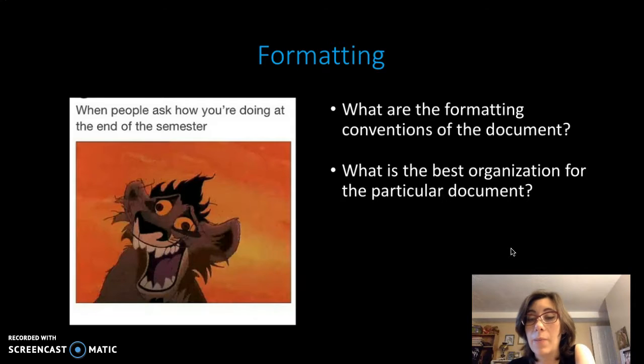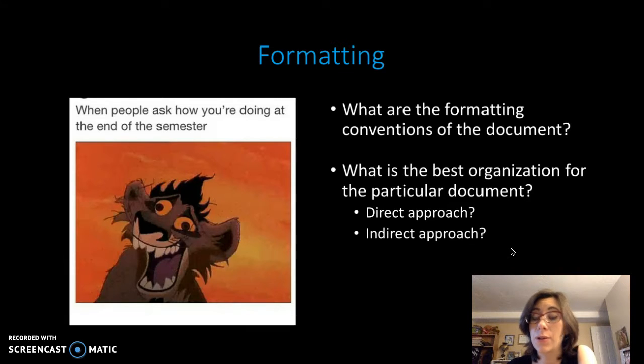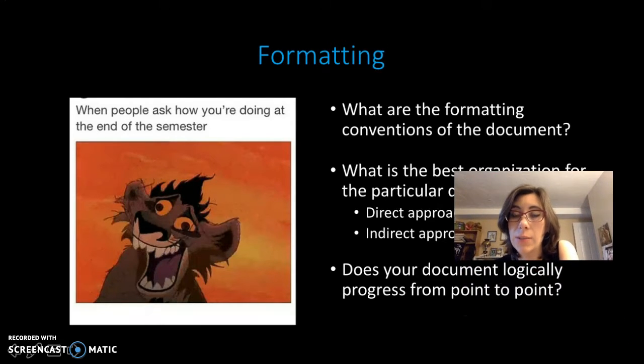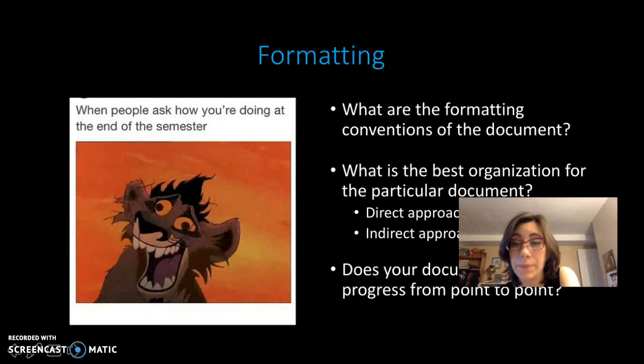Make sure you keep in mind the best organization of the particular document. Remember, with yes letters, you want to tell them the good news right away, but with bad news letters or no letters, you want to bury that decision later after you've given the explanation, okay? So, do you want to have a direct approach or more of an indirect approach? And does your document logically progress from point to point? You want to make sure that stuff that goes together is together and is not interrupted by material that should go later, okay?